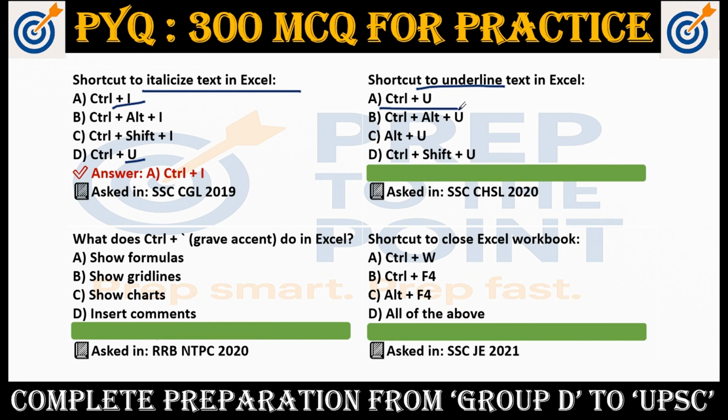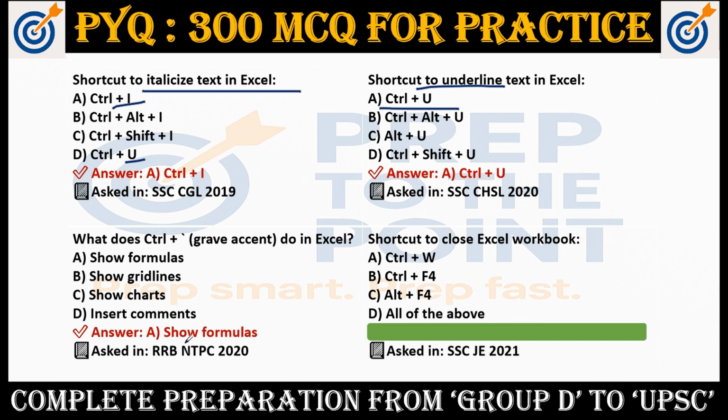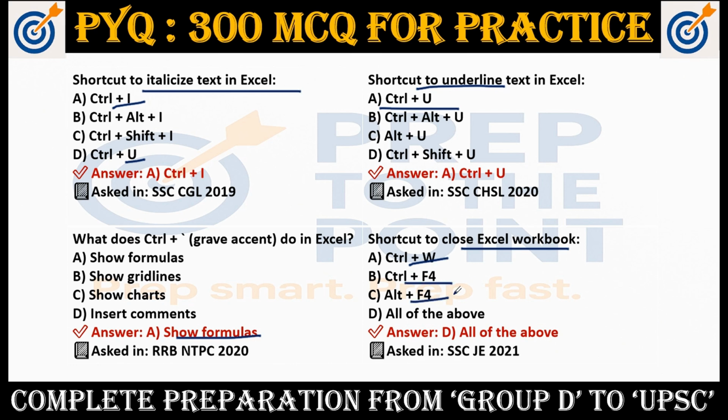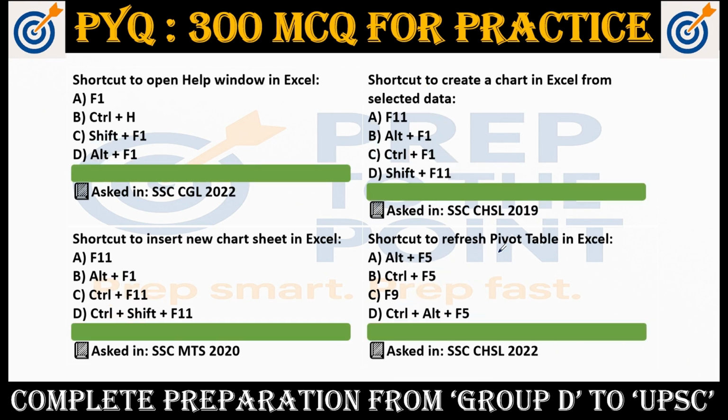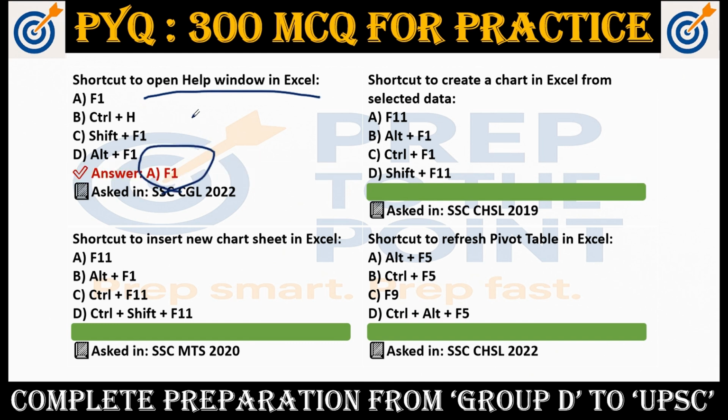Shortcut to underline. Control U. What does Control plus grave accent do in Excel? Shows formula. Shortcut to close Excel workbook. Control W, Control F4, Alt F4. You can use any one of these three to close Excel workbook. Shortcut to open help window in Excel. It's F1. F1 is for help irrespective of apps.